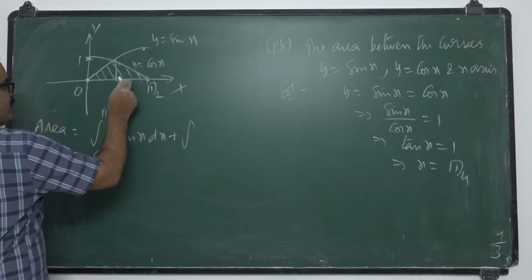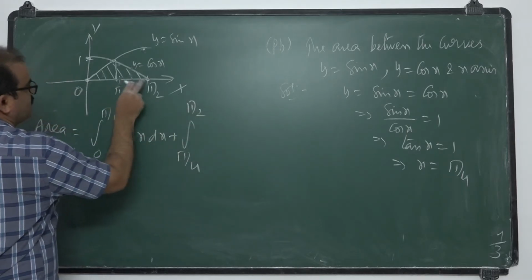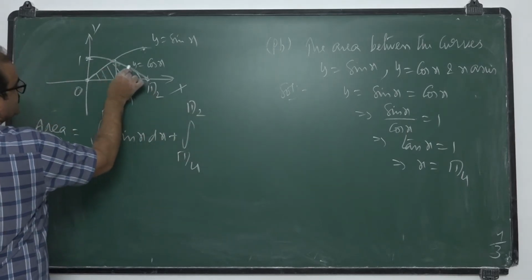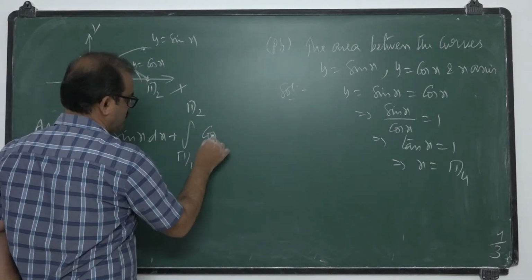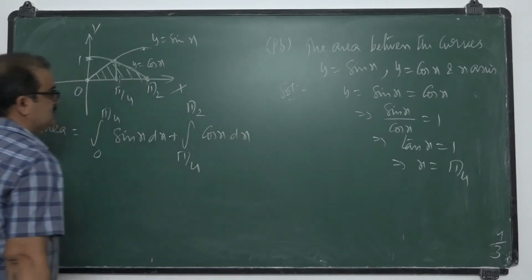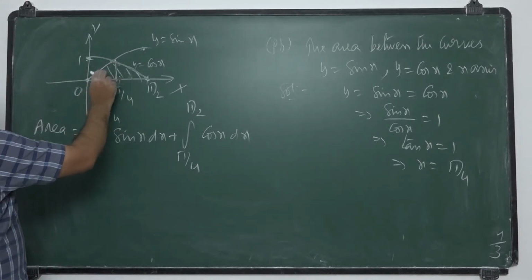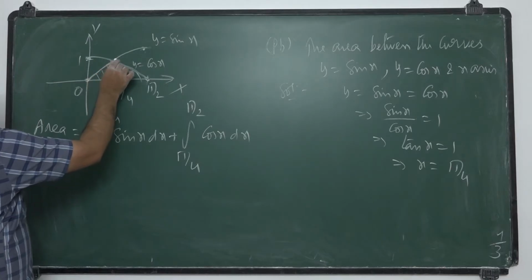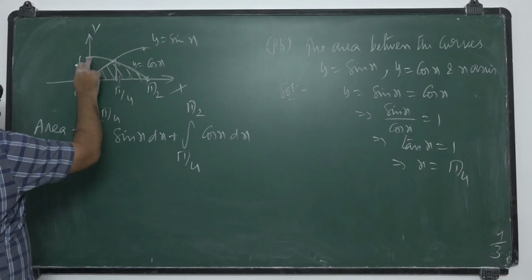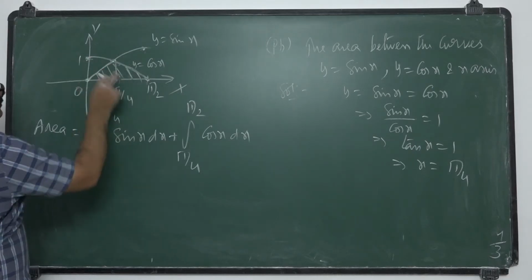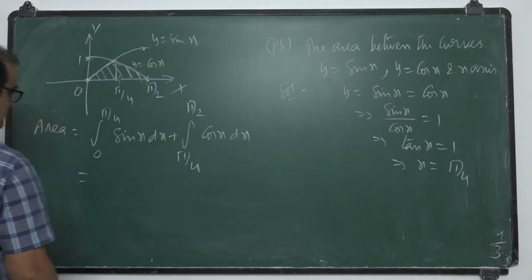Next, from pi by 4 to pi by 2, this curve is y is equal to cos x. See here, this entire area is divided into two parts. For the first part, the curve is y is equal to sin x. For the second part, y is equal to cos x. Now integrate and apply the limits.